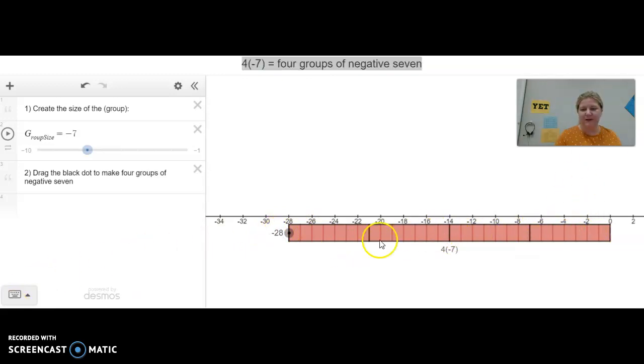This relates back to the number lines and the ideas in Mr. Hawley's video as well, that we are repeatedly subtracting this 7. So -7, -7, -7, -7. 4 times we are removing 7.